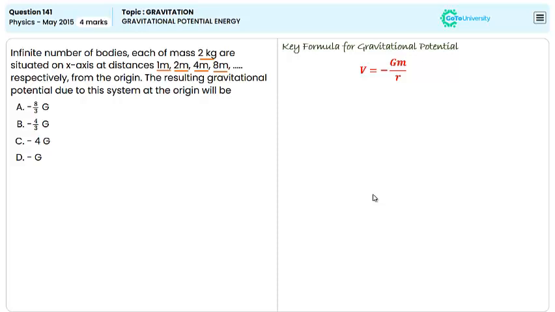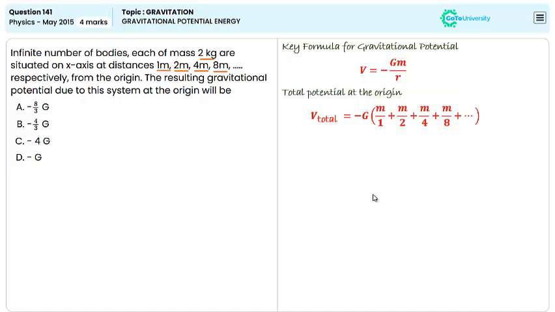Given the mass of each body m = 2 kg, and the distances r are 1, 2, 4 and 8 meters, which are in geometric progression. Thus, the total potential at the origin is the sum of contributions from all masses, which is V_total = -G(m/1 + m/2 + m/4 + m/8 + and so on).